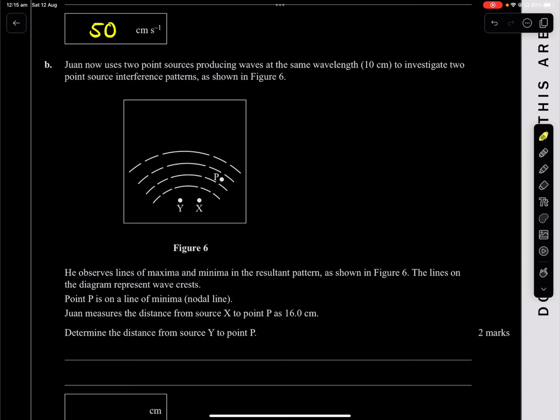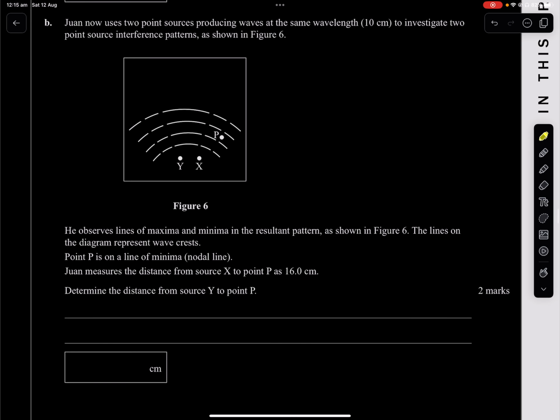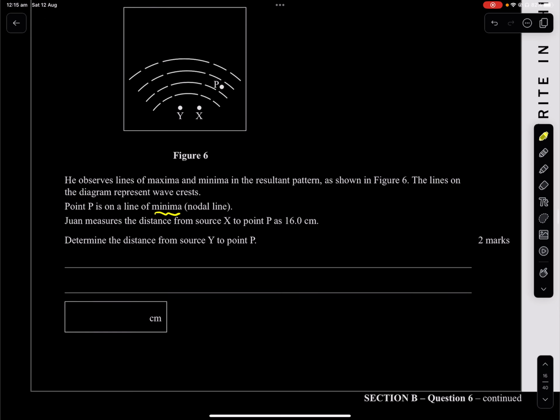That's a wavelength to investigate the 2-point source interference pattern. He observes lines of maxima and minima in the resultant pattern, as shown in figure 6. The lines on the diagram represent wave crests. Point P is on a line of minima, so the nodal line. Juan measures the distance from X to P to be 16 centimeters. Determine the distance from Y to P.